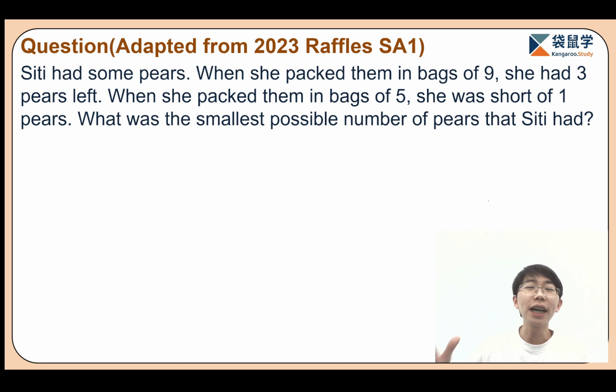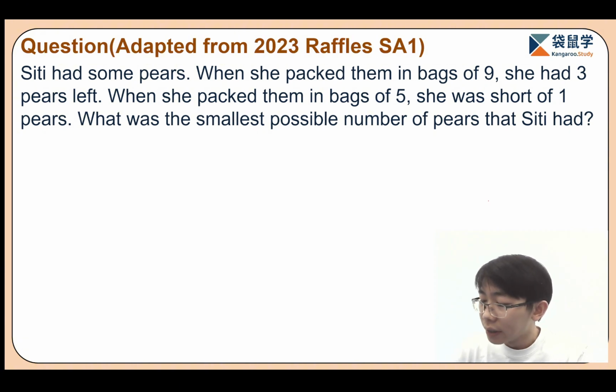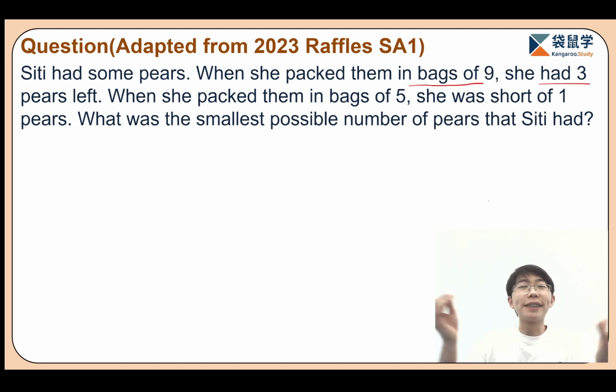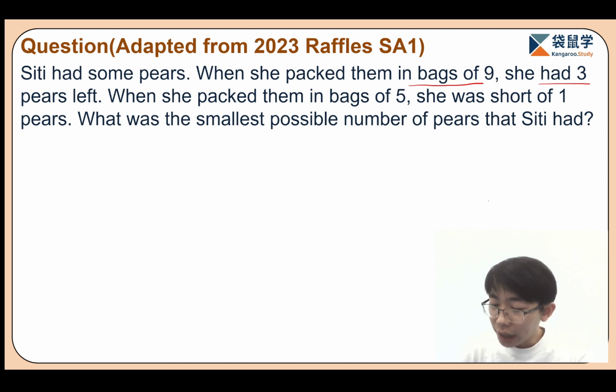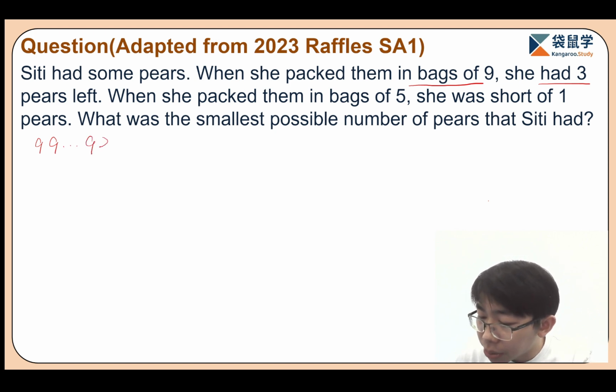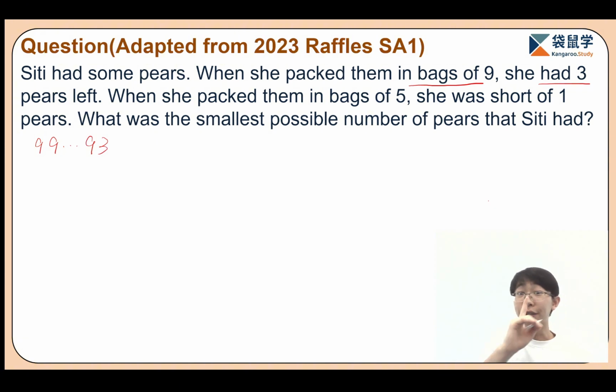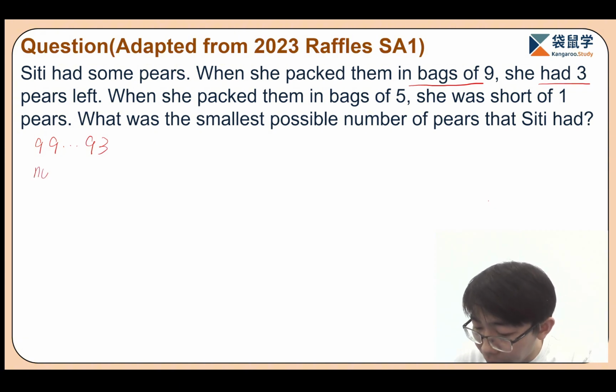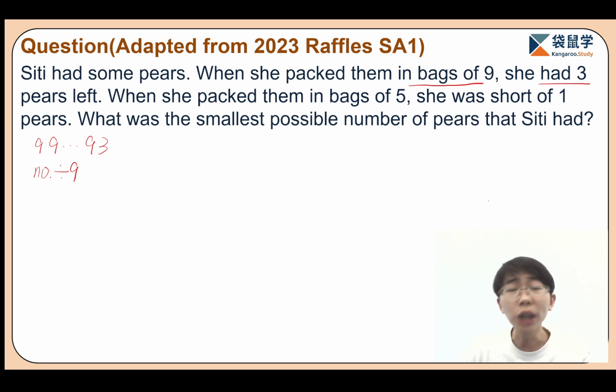Okay, to better understand this question, let's take a look at the conditions one by one. In the first condition, it says she packed them in bags of 9. She had 3 pears left. What does that mean? That means if she has a number of bags that has 9 pears in each bag, in the end, there will be 3 extra pears. So that also means this number of pears when divided by 9, what should the remainder be? The remainder should be this number 3.